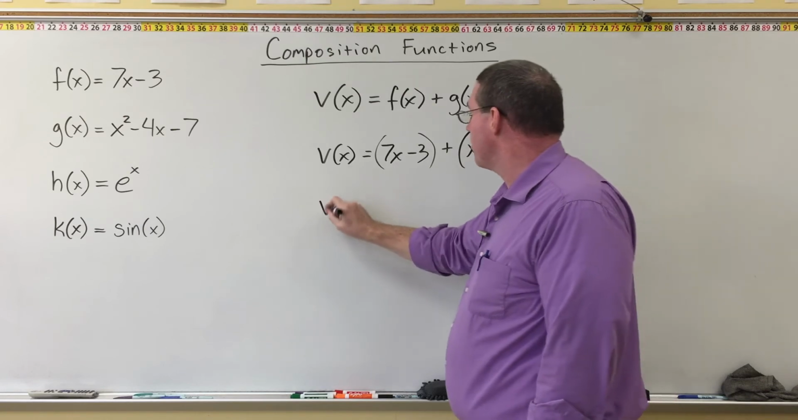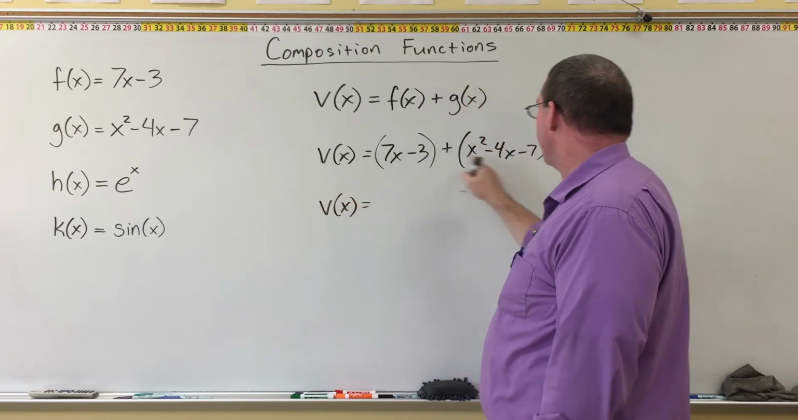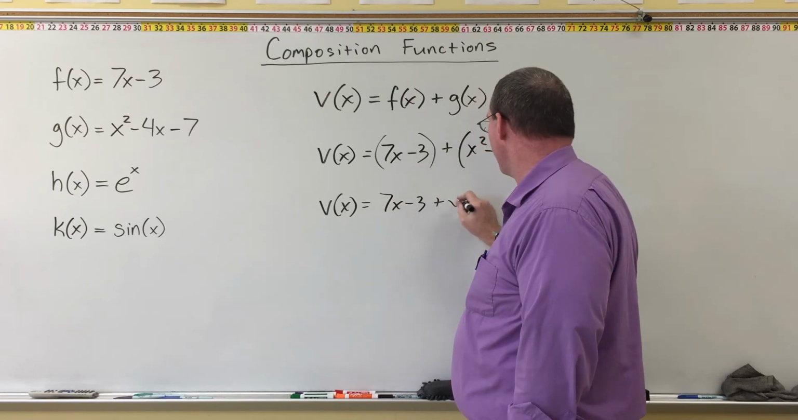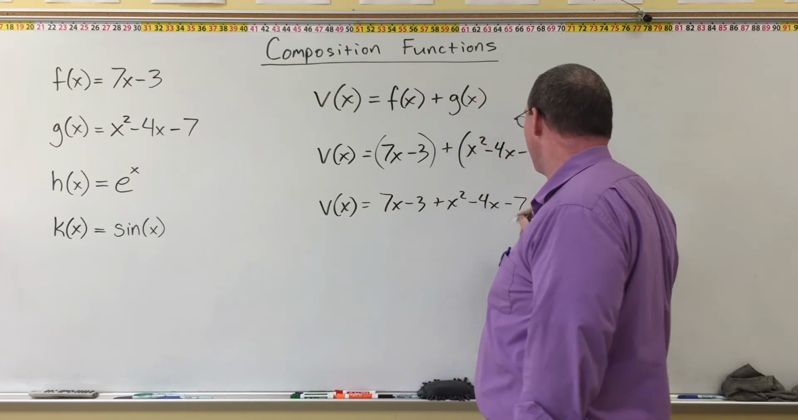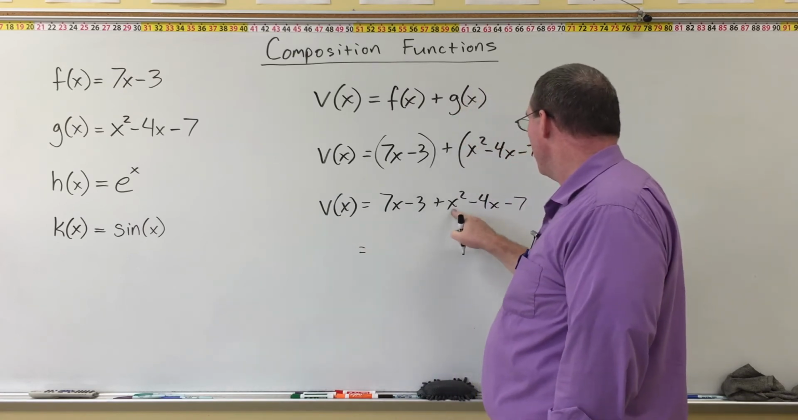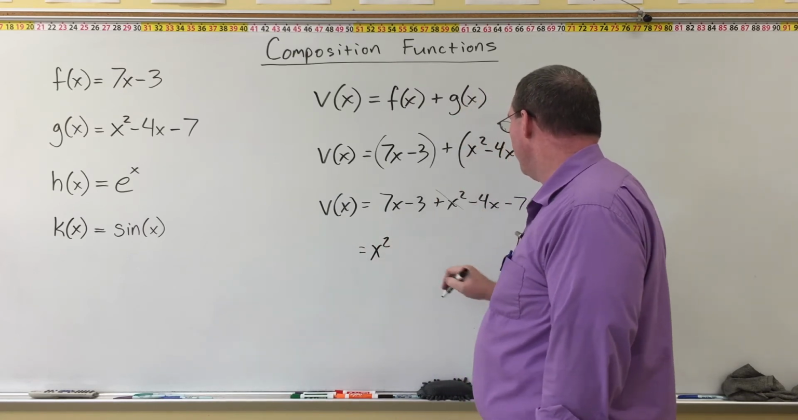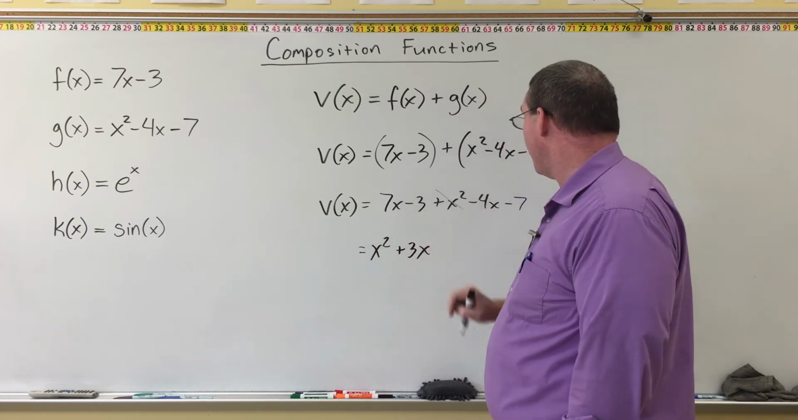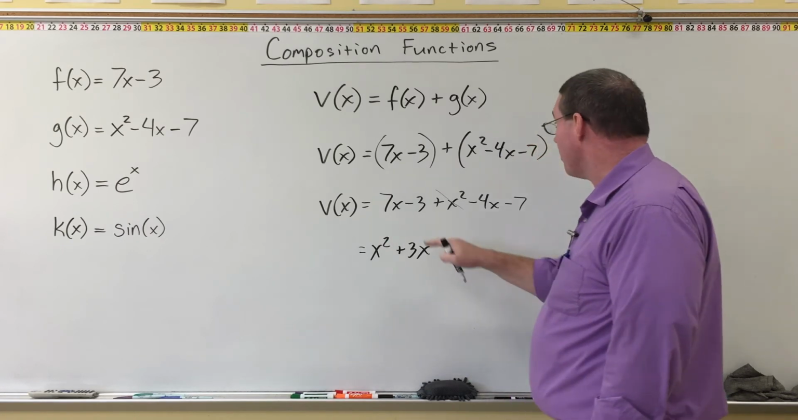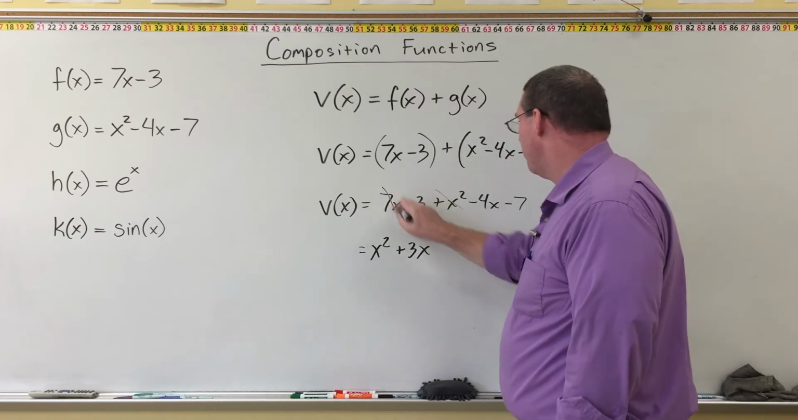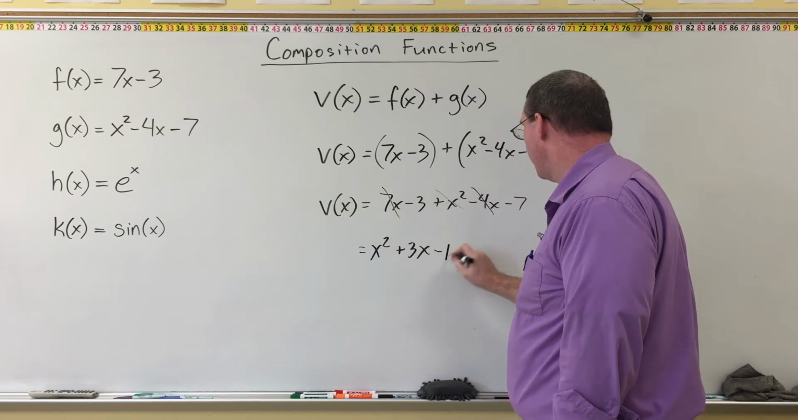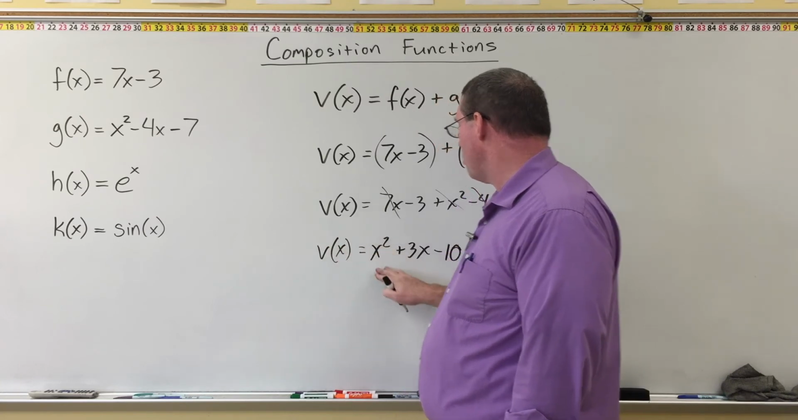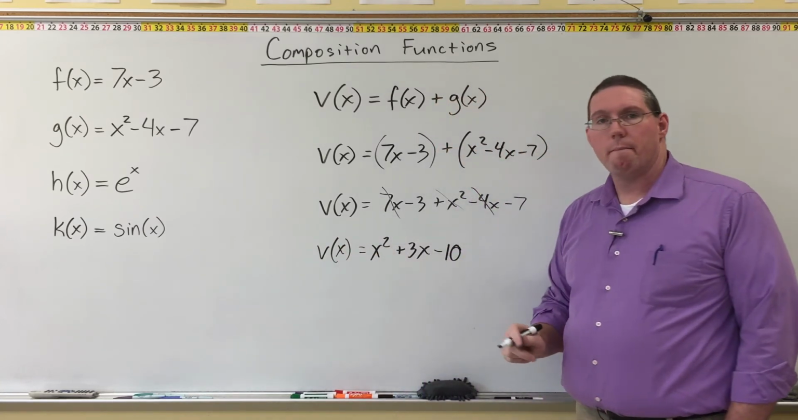And now what we can do is find v of x by adding these two together. So that's 7x minus 3 plus x squared minus 4x minus 7. Now we can combine like terms. We've got an x squared. That's dealt with. 7x minus 4x is plus 3x. Good. And negative 3 minus 7, that's minus 10. And so now v of x becomes this quadratic, x squared plus 3x minus 10.